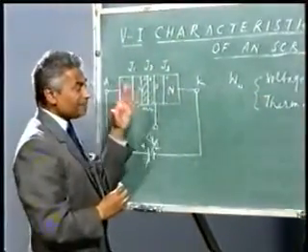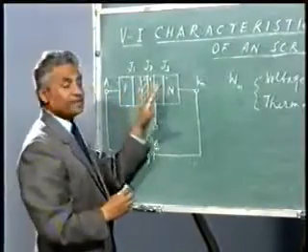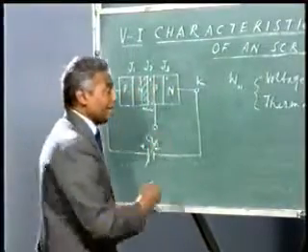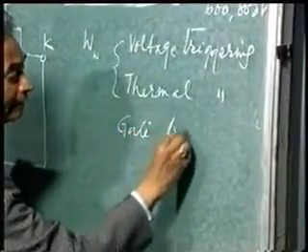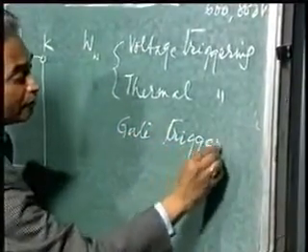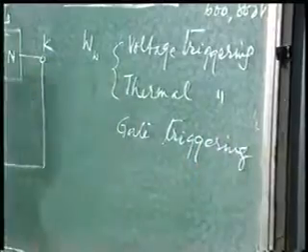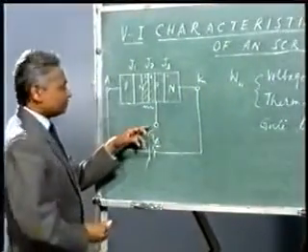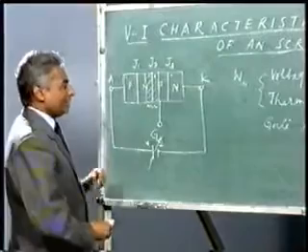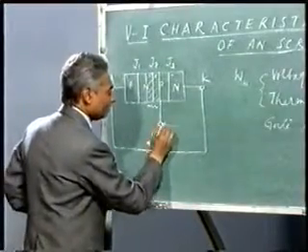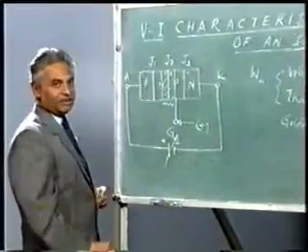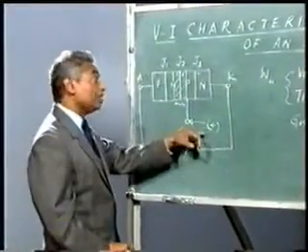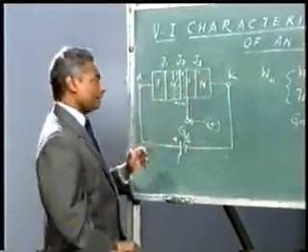Now there is another very popular method of triggering the device, which is known as gate triggering. Now you see the third terminal is gate here, and if I give a supply here, and that should be positive with respect to cathode. That means if it is positive with respect to cathode, what will happen?